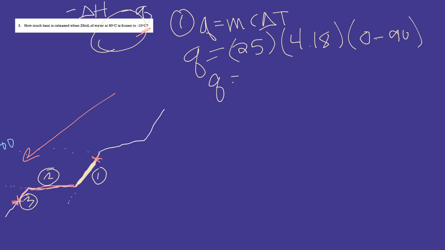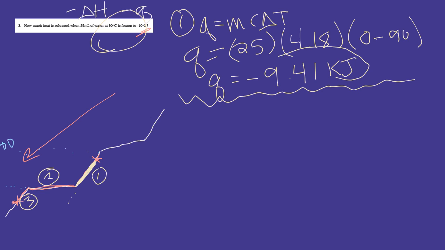So Q equals, we put this in the calculator, we have 25 times 4.18 times negative 90, and we're going to go ahead and divide by 1,000 just because we're going to put it in kilojoules. You can leave it in joules. We get -9.41 kilojoules. Okay, so we got a negative number. That's what we hope to get. All right, and I'm going to circle this so we can come back and find it easily.